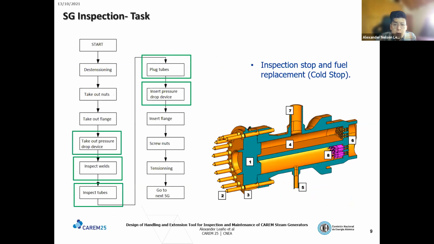To do this, we developed a list of required tasks. The picture depicts a sample diagram of these tasks, and the list in the middle implies reaching plate 6. To do this, the tasks are: take the pressure drop devices here, inspect the wells inside, inspect the tubes, plug the tube if necessary, and insert the pressure drop device here.